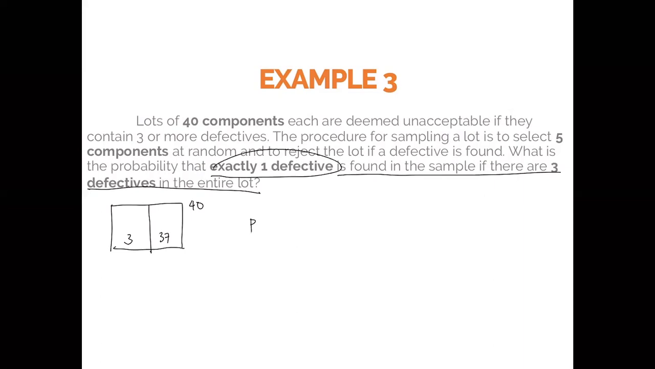So, ibig sabihin, yung probability natin, ilan ang isa-select natin sample? 5 components. So, n natin is equals to 5. Pero ang gusto natin, exactly 1 ay defective, no? So, ano yung probability na isa dun sa 5 pipiliin natin ay defective? Okay?